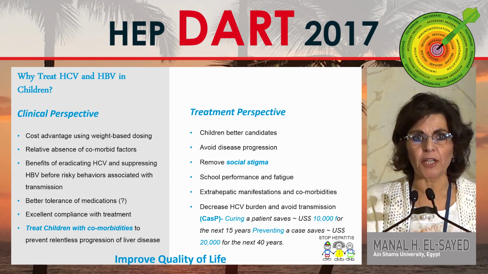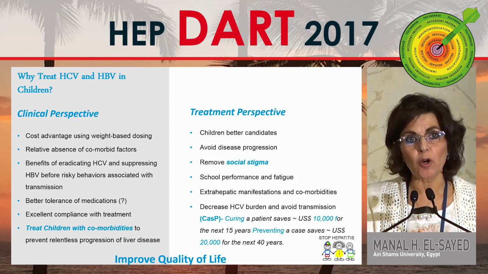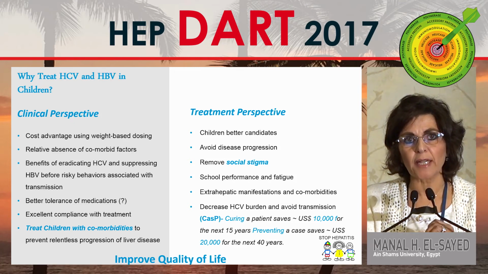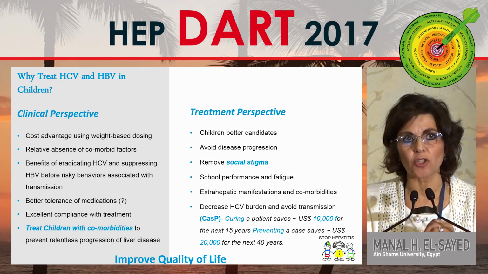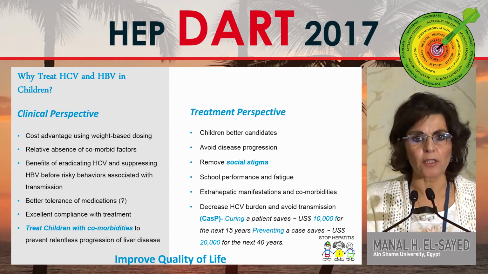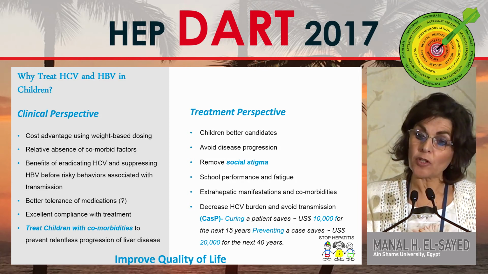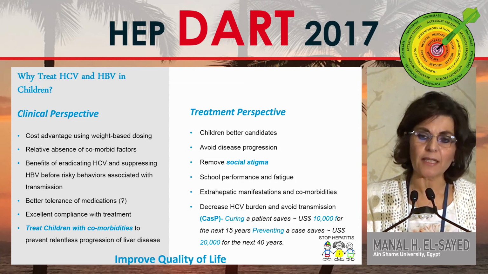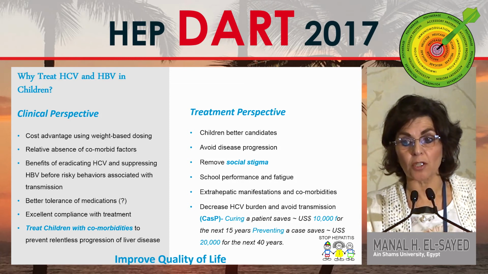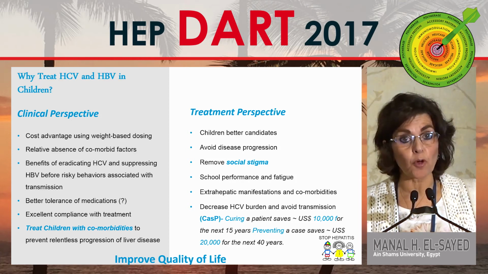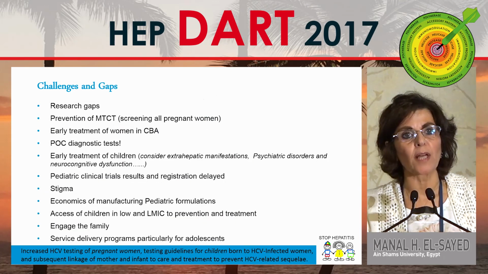And we should remember that curing one patient, that's before the lowest cost that we have. This analysis we've done before, we now have the drugs at 1/1,000 of their cost in the US. We have a full course of treatment in Egypt now for $70 to $80, 12 weeks of treatment. So I think it's the cheapest globally. But before that, we had it at a higher price, but we still could see from this cost-effectiveness analysis study that curing a patient saves $10,000 for the next 15 years, and preventing a case would save $20,000 for the next 40 years. And we should remember that we're improving the quality of life.